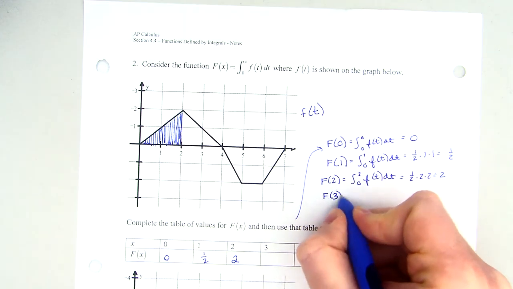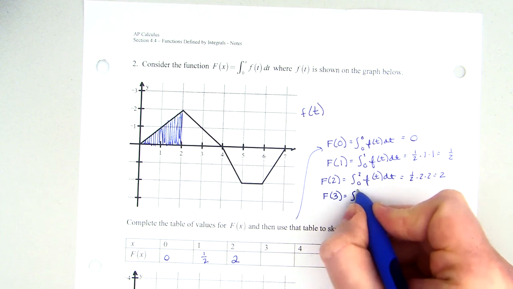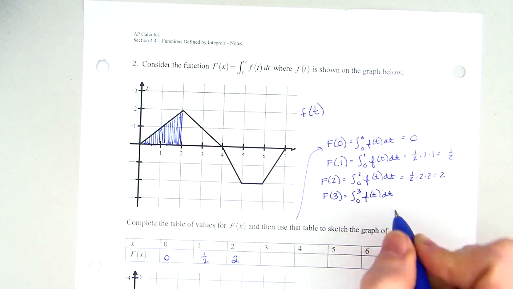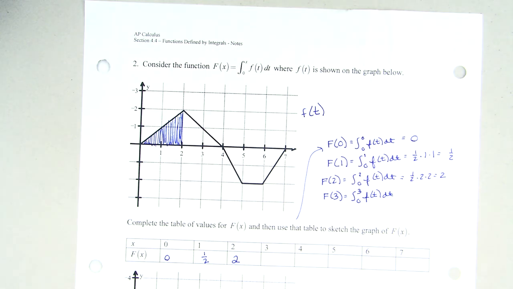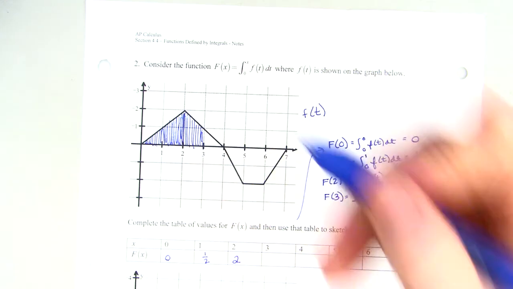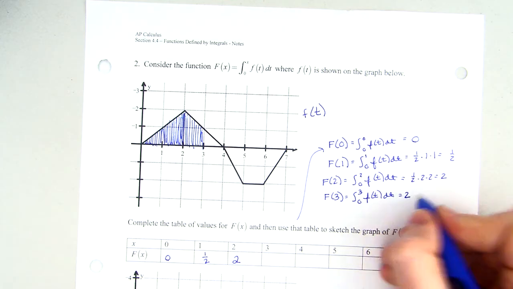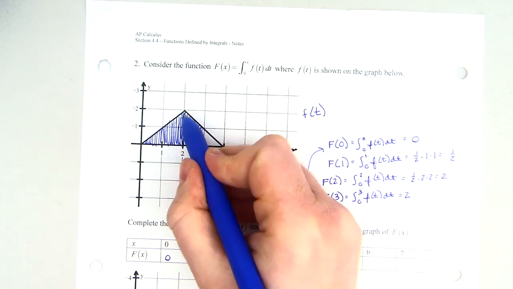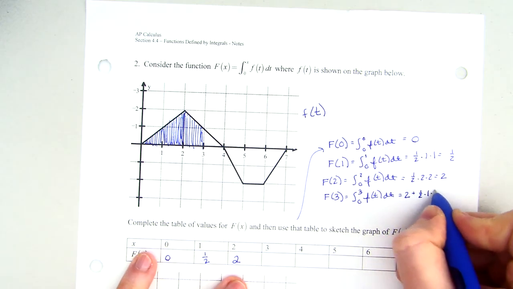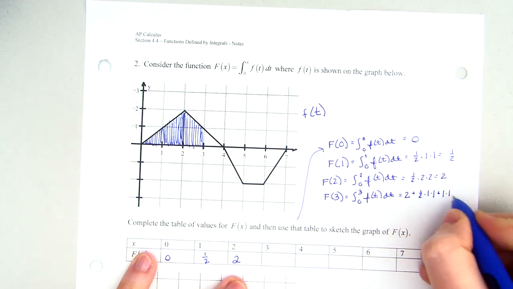Capital F of 3, do the integral from 0 to 3 of f of t dt. See what you can get. Okay, so I've got to add in this piece over here. Ugh, that's a pain. How about I do what I had before, 2, plus the triangle up top, plus the square below it. So maybe 2 plus 1/2 times 1 times 1, plus 1 times 1. I think that's 2 plus 1/2 plus 1. I think that's 3 plus 1/2. I'm thinking 7/2.